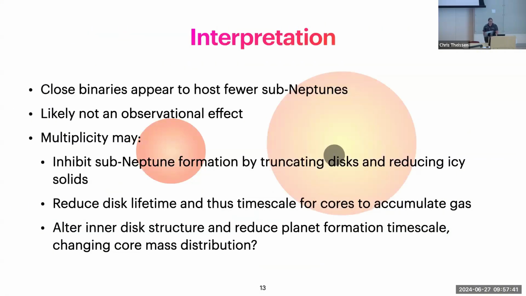So I wanted to give a little bit of interpretation. It looks like close binaries host fewer sub-Neptunes, and there's also this apparent lack of a radius gap. We're pretty sure this isn't an observational effect. So what we think is that multiplicity might be inhibiting the sub-Neptune formation in a variety of ways. One possibility is that it's truncating the disks and reducing the number of icy solids that you can use to create sub-Neptunes. It's reducing the disk lifetime and thus the time scale for cores to accumulate the gas, and otherwise perturbing the disk from the secondary in ways that are complicating the sub-Neptune formation and survival.